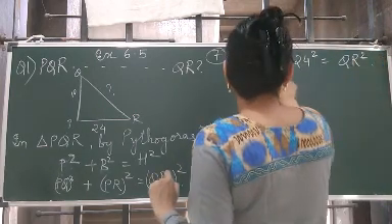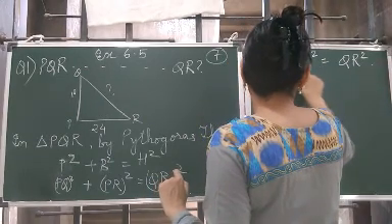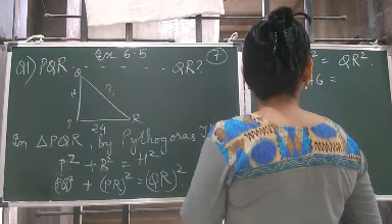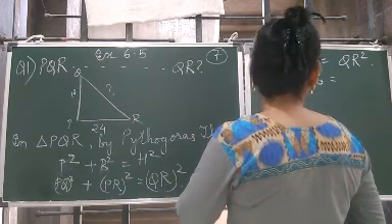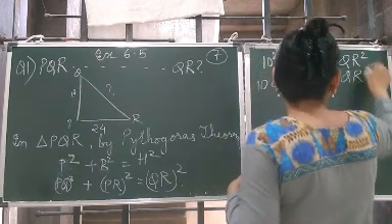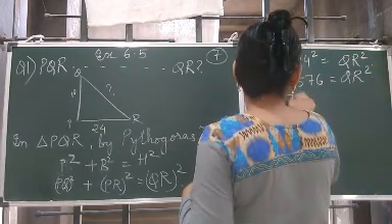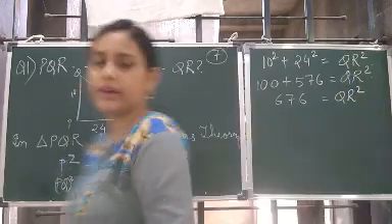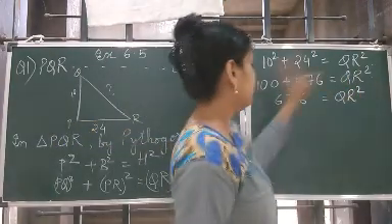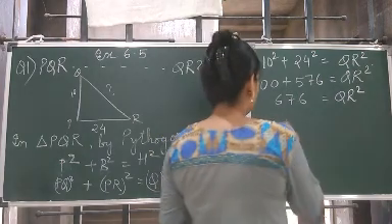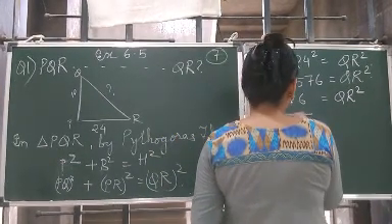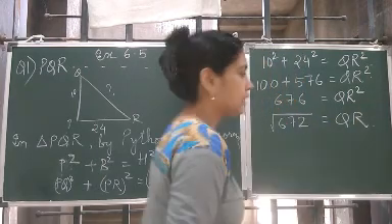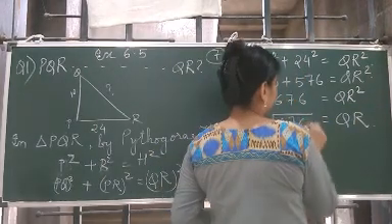10 square is 100. 24 square is 576. And this is QR square. Then we add, this is 676 is equal to QR square. Now the square will go to this side and it becomes root. So it will be the square root of 676, which we don't know. So a very easy, simple method, 676.